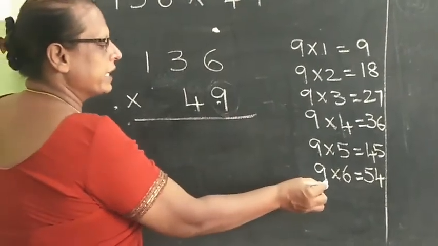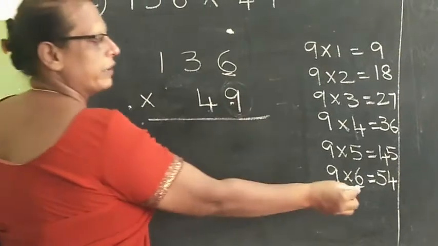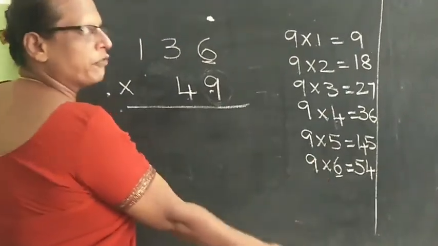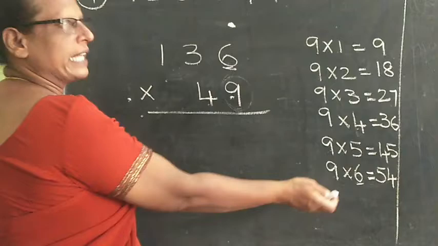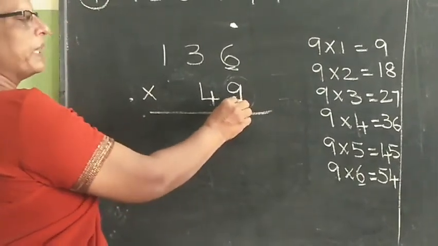Why I have written till 6 means, see here the biggest number is 6. So I have written only till 6. You can write the full table also, but to save time I have written till 6. Okay children, so now we will multiply the ones column.